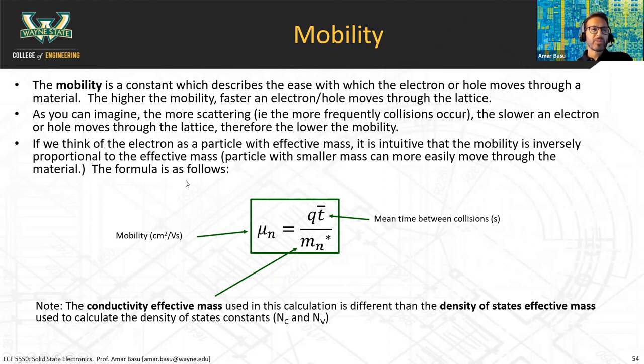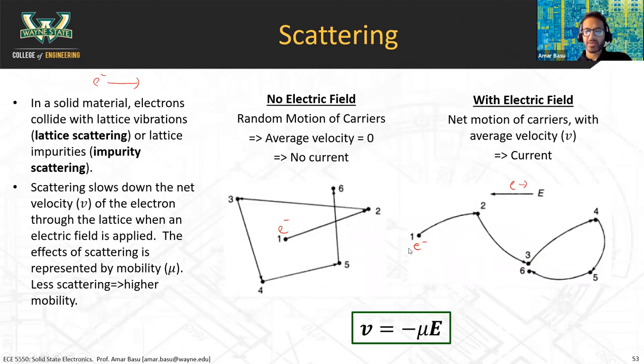Now, if we go into a little bit more of the details, we can think about the electron as a particle that has an effective mass. You can think about the electron like a billiard ball. You're on a pool table and the electron is moving in a certain direction. It collides with something and has a collision that sends it off in a different direction.